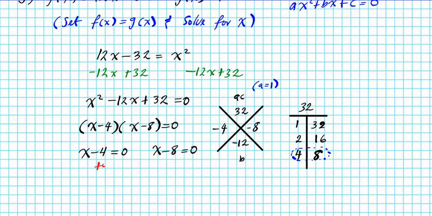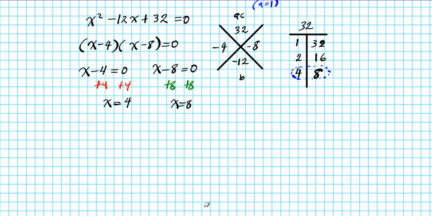On the left side, just add 4 to both sides, and then your final result is x equals 4. Then on the right side, you just add 8 to both sides, and your final answer is equal to 8. So the x values that satisfy f of x equals g of x are x equals 4 and 8. Those are the two values that we are looking for.